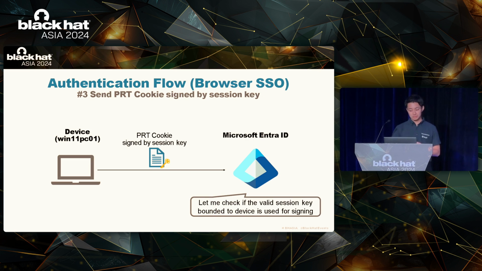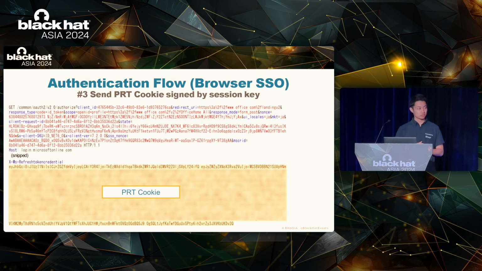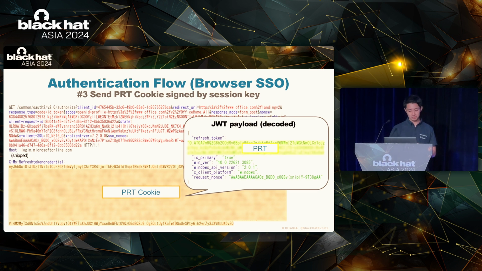So for single sign-on access with your browser, first the device decrypts the encrypted session key in the response, and then uses it to sign the PRT. And this one is called the PRT cookie. The PRT cookie is also a JWT, as you can see there, and it contains the PRT in the payload like this. This JWT is signed by the session key, which is bound to a specific device. So again, Entra ID can identify which device is used from the key usage of the session key. And also, Entra ID can control the access to resources in the cloud based on the device information.